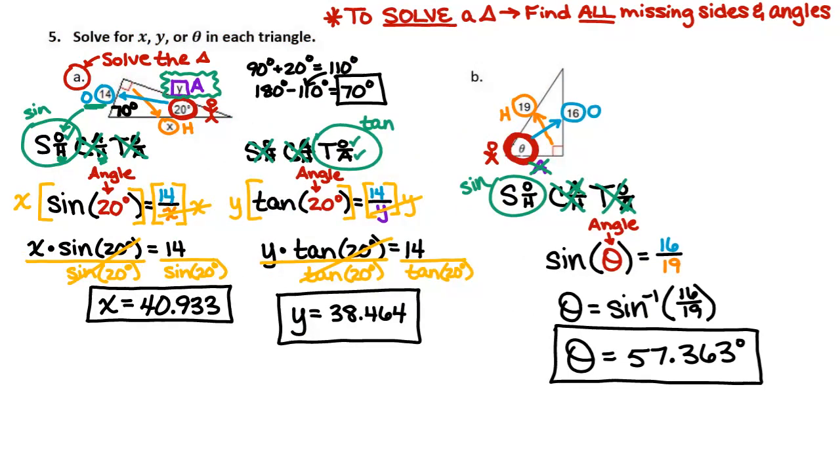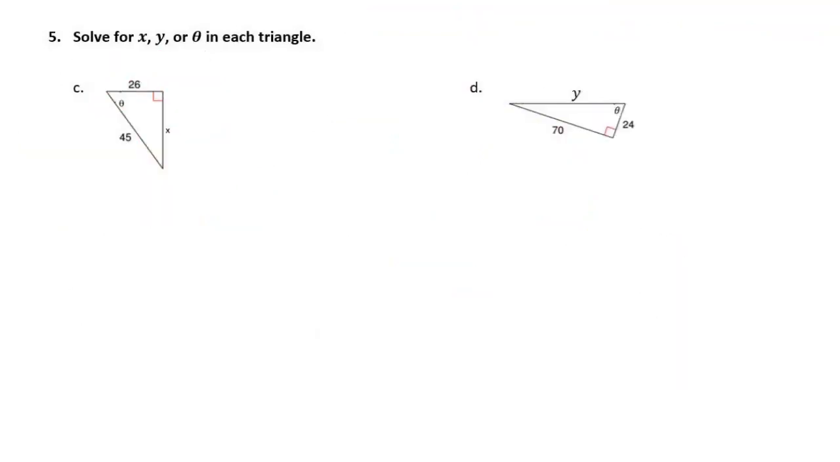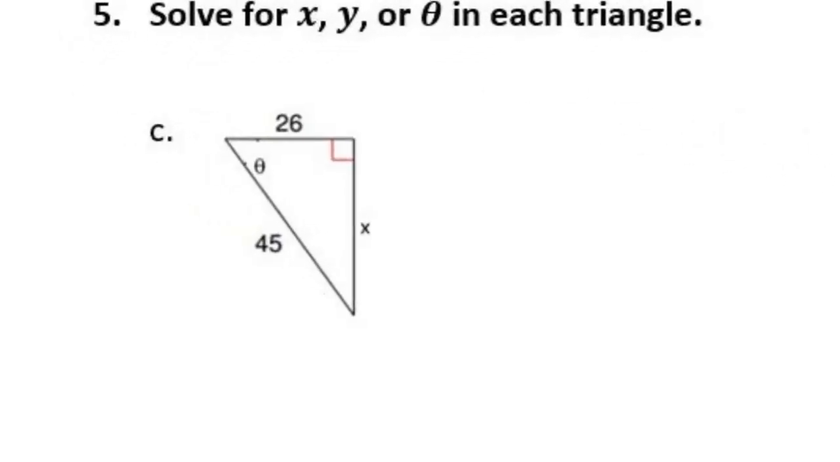Very nice work so far. Couple more problems to go. Let's look at part C. How many things do they want us to find on part C? 2. What are those 2 things? X and theta. Which one do you guys want to find first? Sounds good. Let's find x first. On part C, we're supposed to find x and we're supposed to find theta.